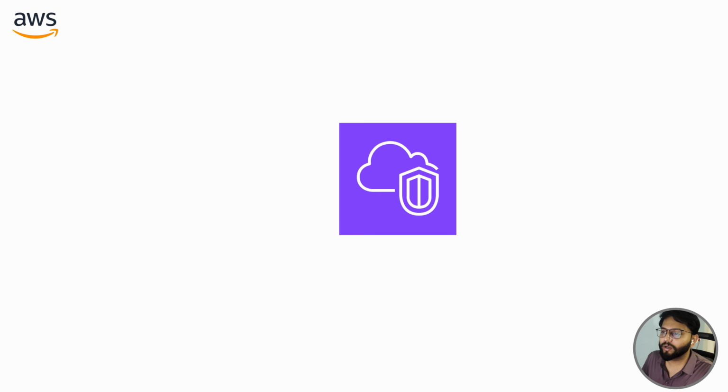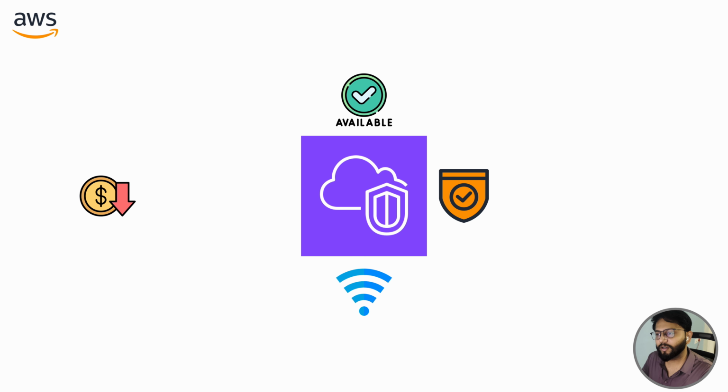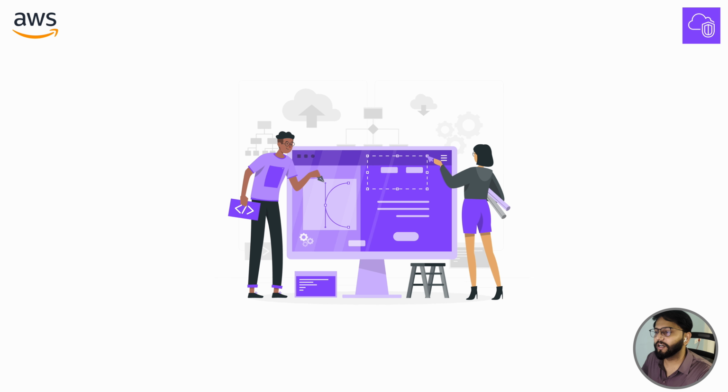Here is what we are building today: a production grade VPC that handles high availability, security layers, internet access, and cost optimization. Let me show you the final architecture and then we'll build it step by step.